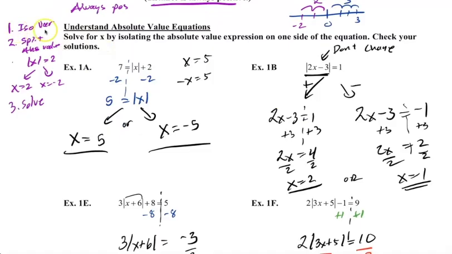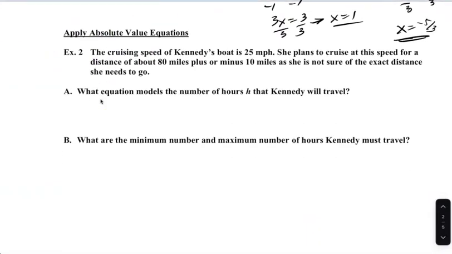So that's the concept. So you want to isolate the absolute value. Once you do that, right, you split and solve. So you split it, you get a positive, and you get a negative. Again, do not change the inside, change the answer. Okay, last little thing here.